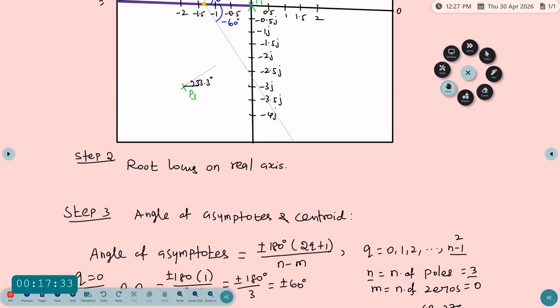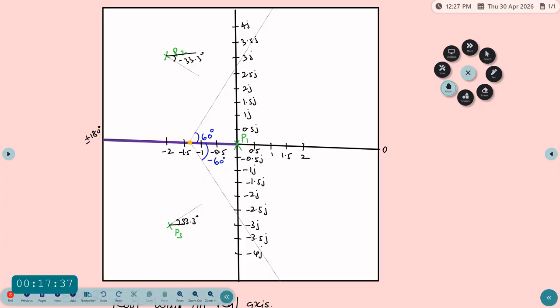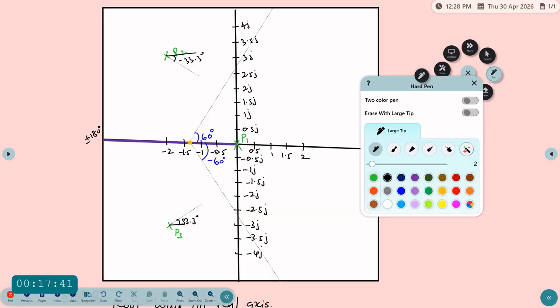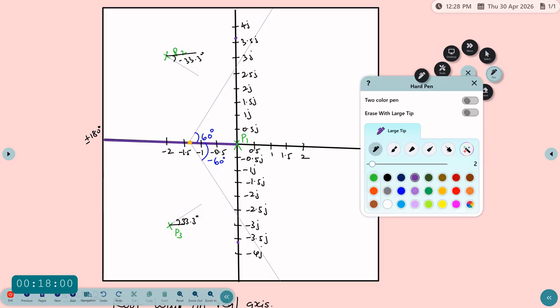Yes, so here we are having our graph. The crossing point on the imaginary axis is plus 3.6. So here plus 3.6j is one crossing point, and minus 3.6j is the second crossing point. Now we should draw our graph sheet.